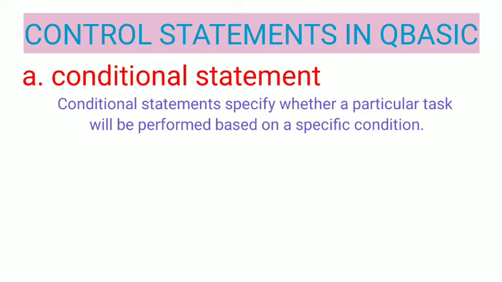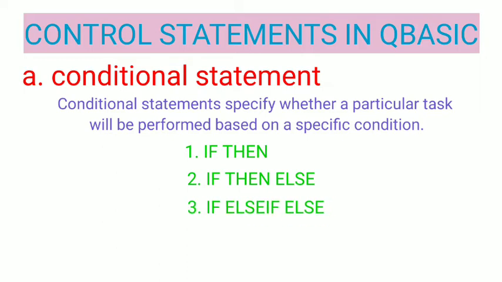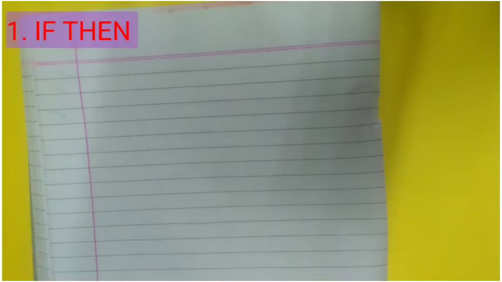There are four conditional statements used in Qbasic. First one, if then. Second one, if then else. Third one, if else if else. And fourth one, select case. We will see one by one. First one, if then statement.